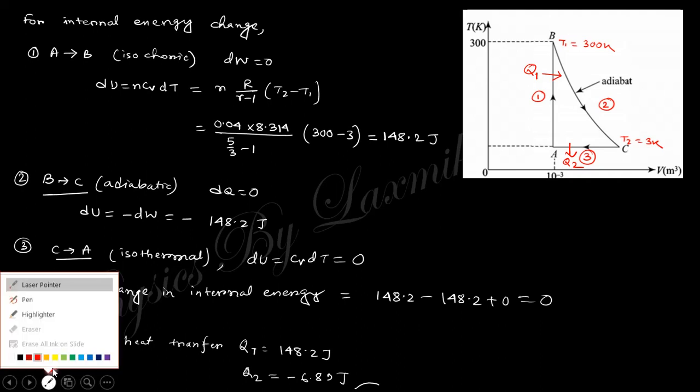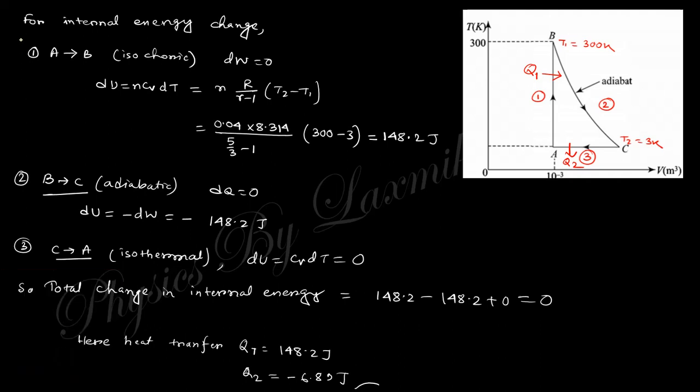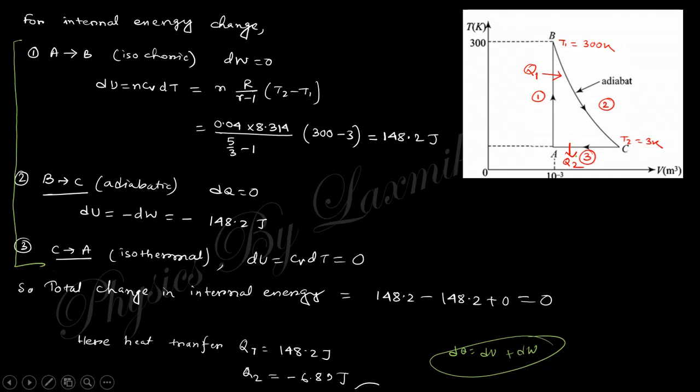And for heat transfer, this is not required actually. If you need to find out internal energy, then it is required. Otherwise, you only need heat transfer. Heat transfer in this process will be this one, you know, dq equals du plus dw. Here dw is 0 in this process, so only du. And in this process, here it is isothermal, so du is 0. Here du is 0 only, so dw is dq.